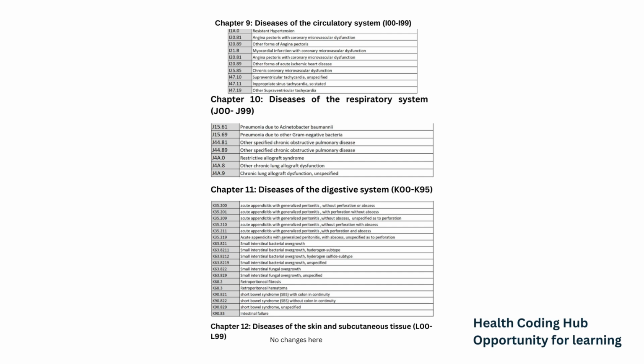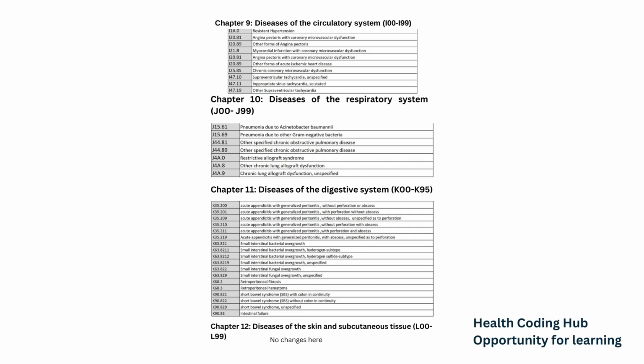Chapter 10. Chapter 10 for Acinetobacter has undergone changes based on the internal CDC review. As a result, new codes have been introduced in Chapter 10 to reflect these changes. In addition, updates have been made to bronchitis and COPD, including the addition of an other specified COPD code J44.89 and the inclusion of allograft related lung disease such as restrictive allograft syndrome J4A.8 and the chronic lung allograft dysfunction J4A.9 unspecified.